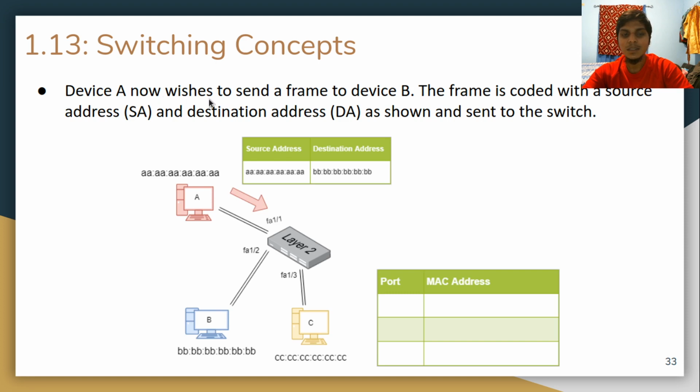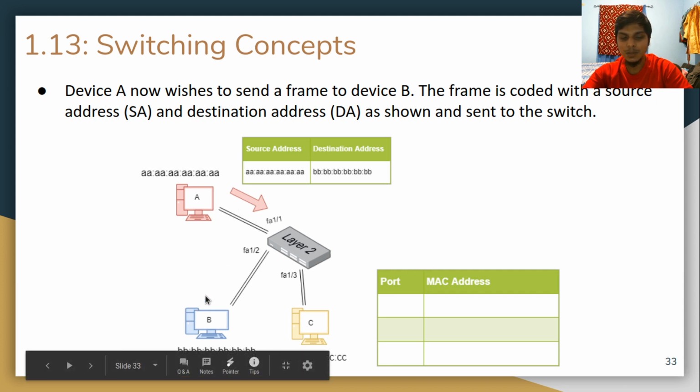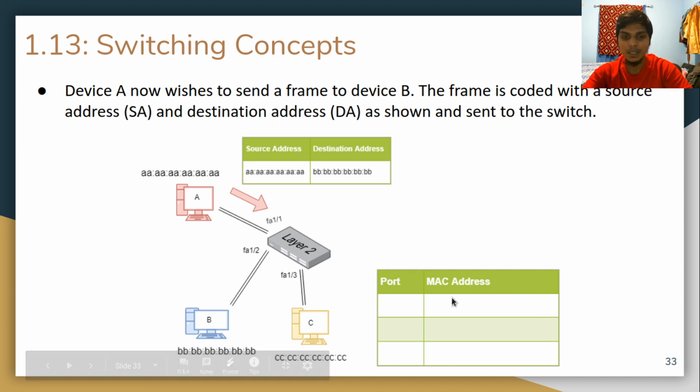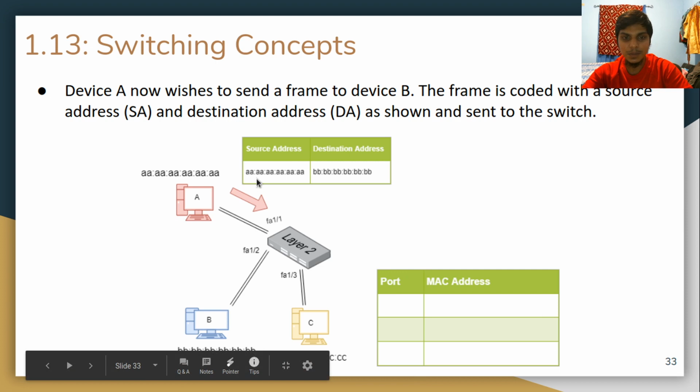So device A now wishes to send a frame to device B. The frame is coded with the source address or SA and destination address as shown and sent to the switch. So you see this PC here, he's device A, this is his MAC address which is hard coded into his NIC, and he knows the MAC address of B. But this switch doesn't know it yet because this is his MAC address table. He doesn't know anything yet.